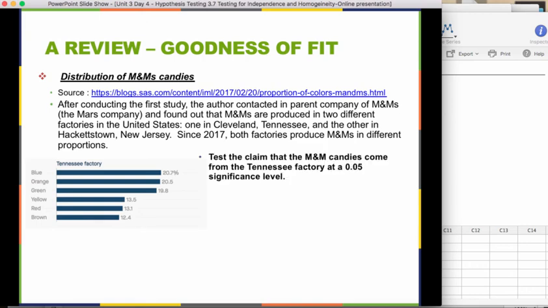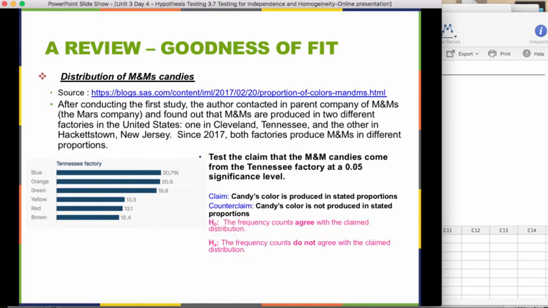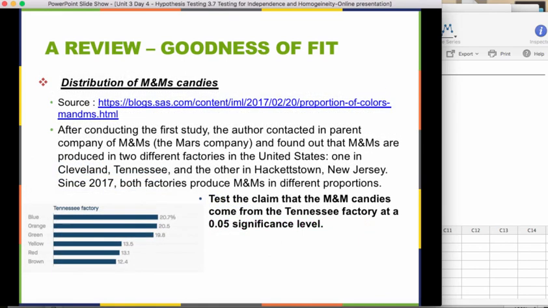Again, we're going to test the claim that the M&M candies come from the Tennessee factory at the 0.05 significance level. Same claim, the candy's color is produced in the stated proportions. The counterclaim is that the candy's color is not produced in the stated proportions. And these are our null and alternate hypotheses. Null is that it agrees with the claim distribution, and the alternate is that the frequency counts do not agree with the claim distribution. So let's see what happens.